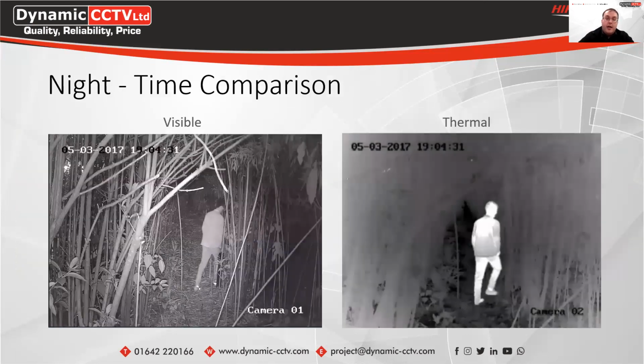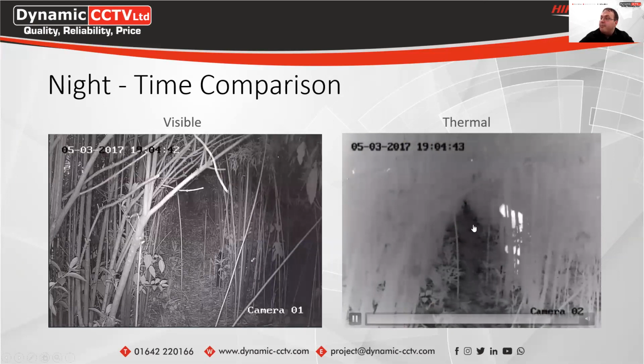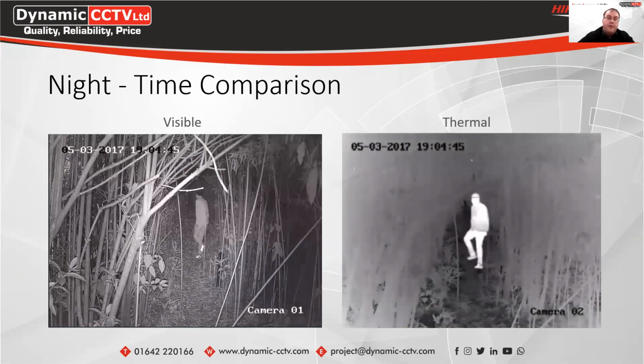This looks more at the issues when you've got foliage in the image. So you can see on the left hand side, we can't see the person as clearly, but on the right hand side with the thermal camera, we can clearly see that there's someone trying to hide in the foliage, and that's because they're giving off body heat, which is greater than the ambient temperature around them.